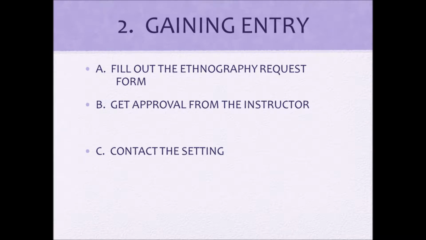The second step, once you have learned about the tools and how to get started in an ethnography, is to gain entry into a setting. The first thing that you will do is go to the ethnography section in Blackboard and fill out the ethnography request form. Turn that in to me as to where you think you'd like to do your ethnography. I will return it to you and give you approval or not approval to do the setting that you have chosen. And then, only then, will you contact that setting and ask to do your ethnography there.